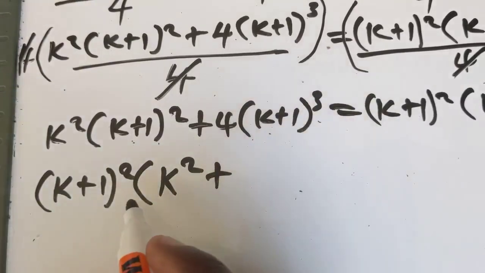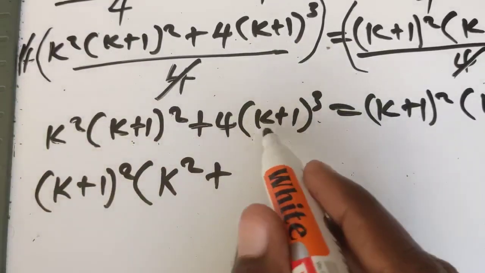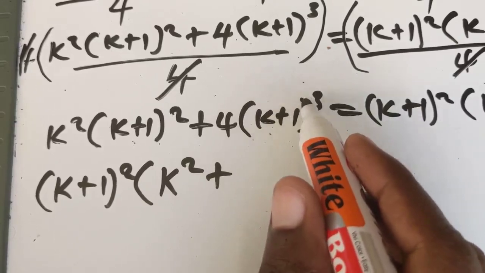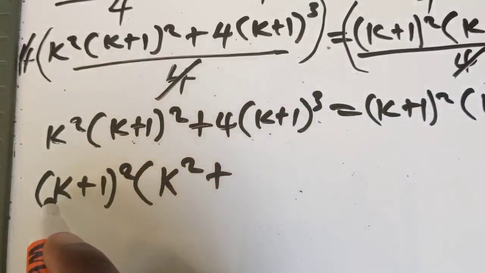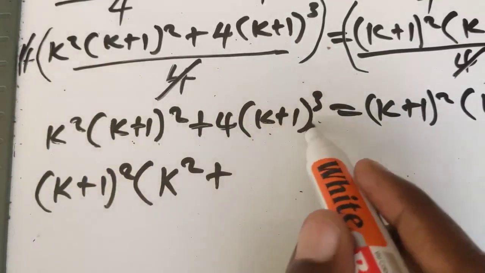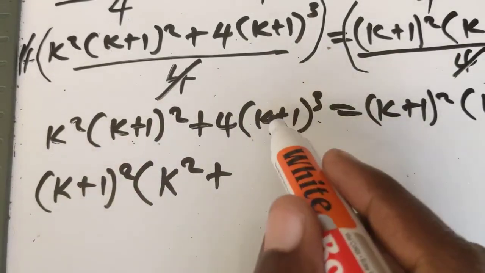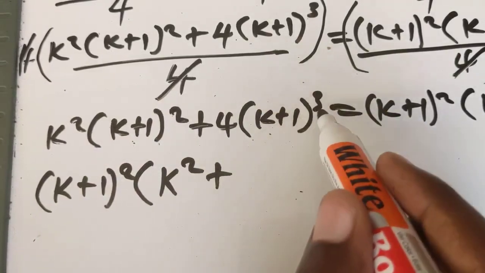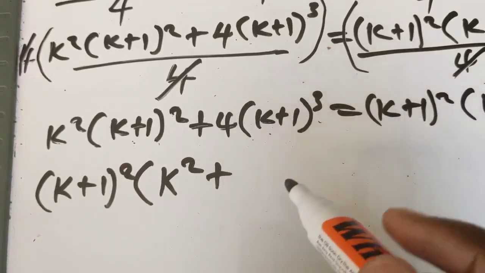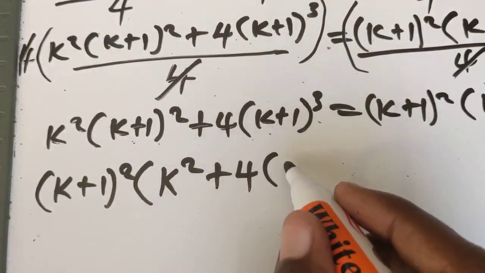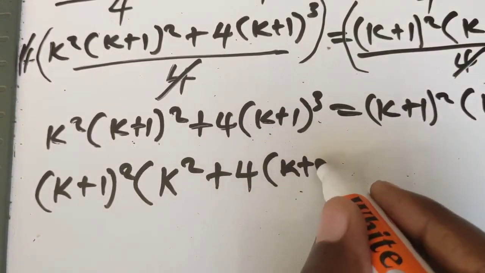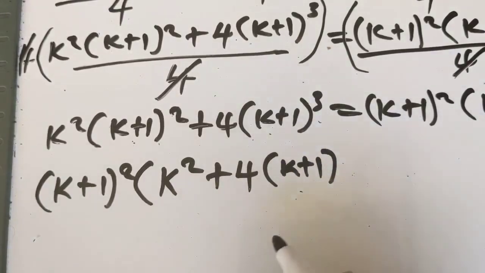Then plus, this is going to enter into this how many times? 1 time, and you will remain with another k plus 1. So there is 2k plus 1. There are 2 here, then here there are 3, so it is going to enter 1 time, and 1 k plus 1 will remain. So we are going to have 4 multiplied by k plus 1. That is what you are going to remain with.